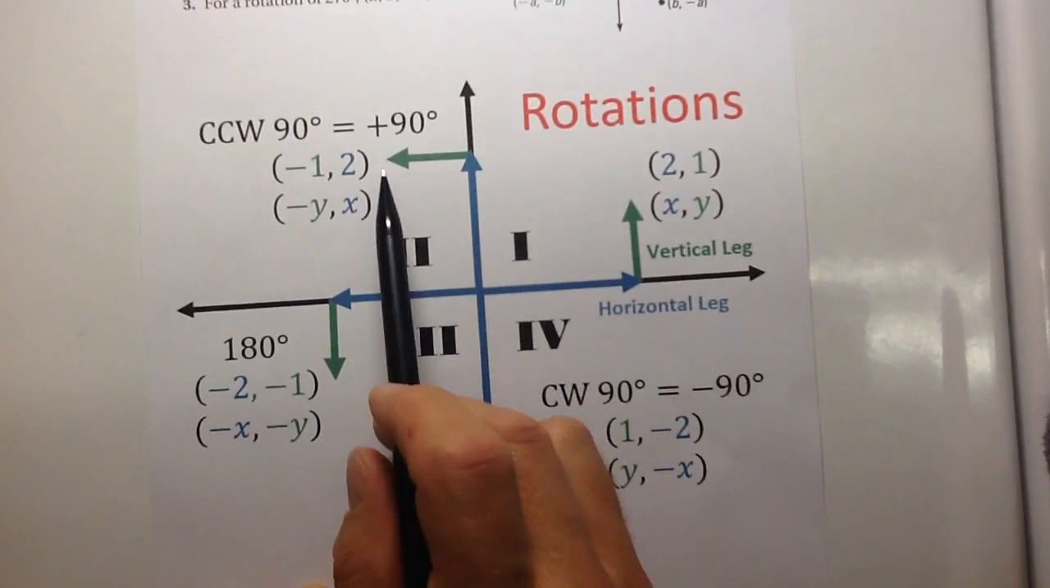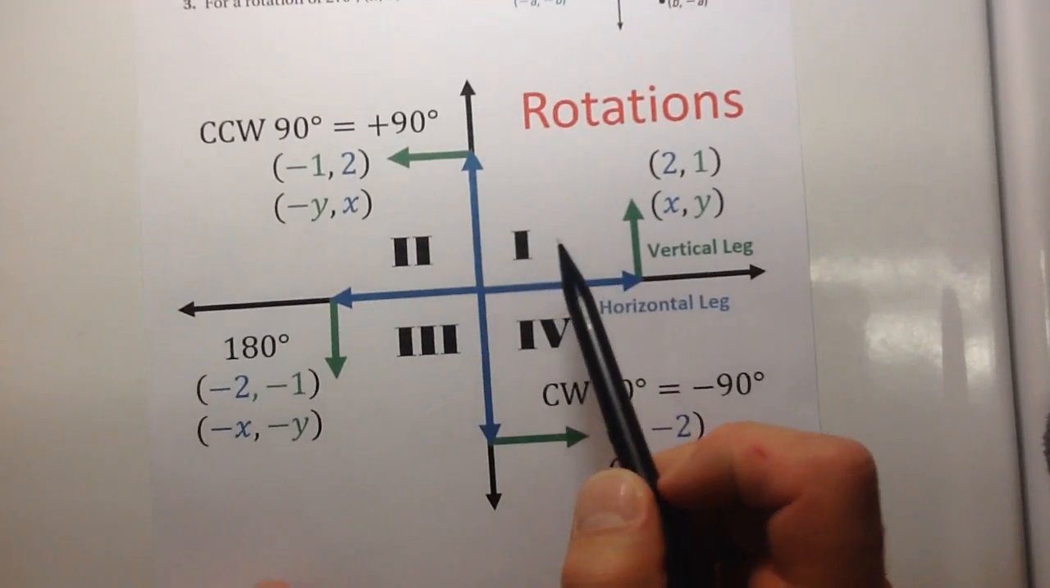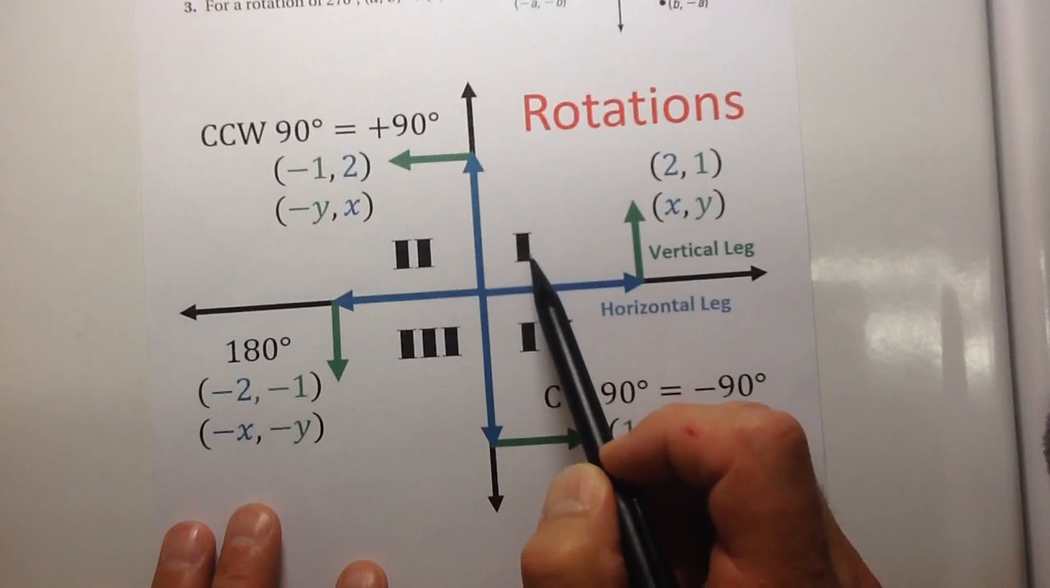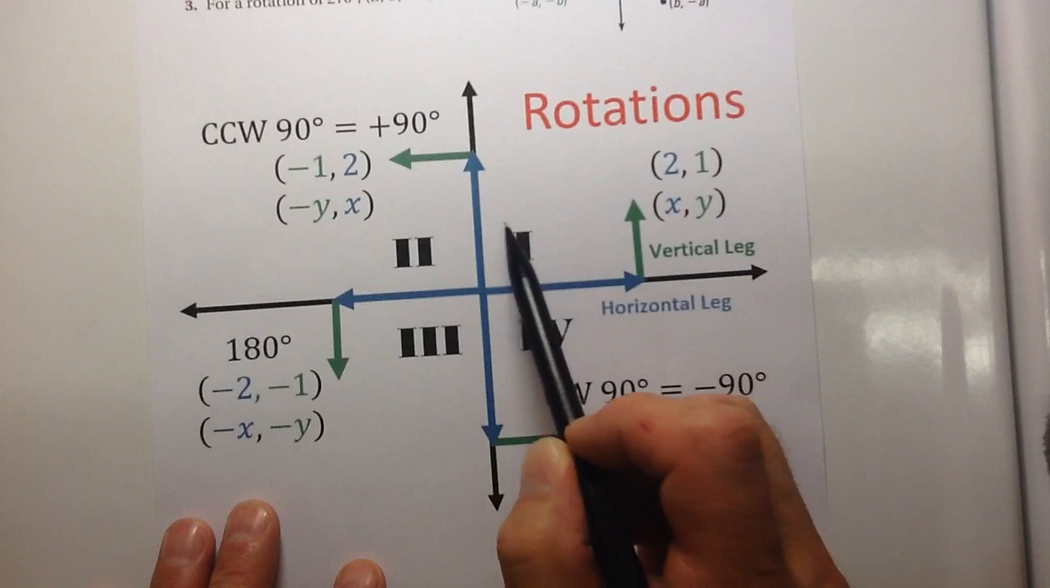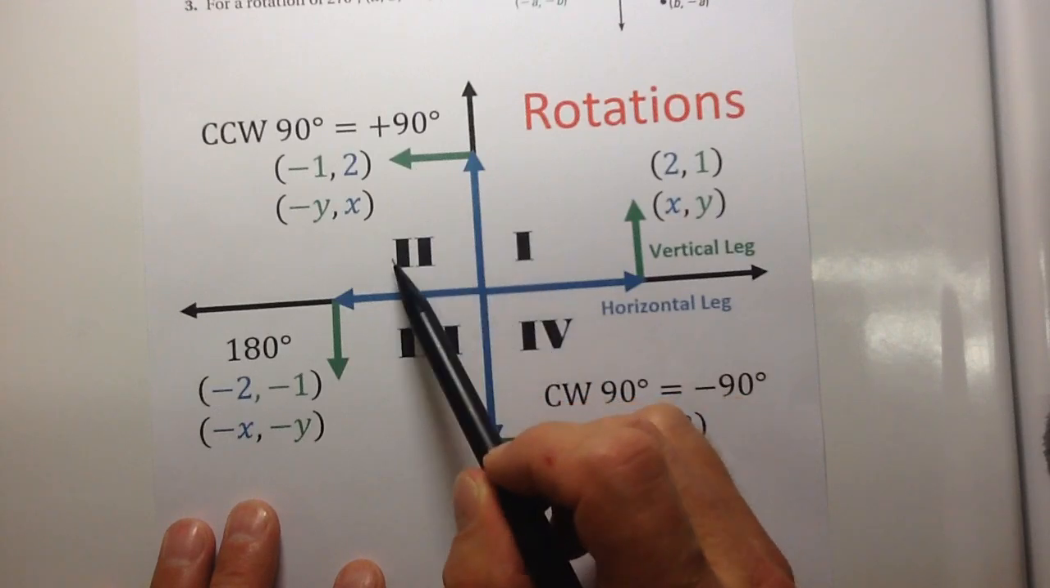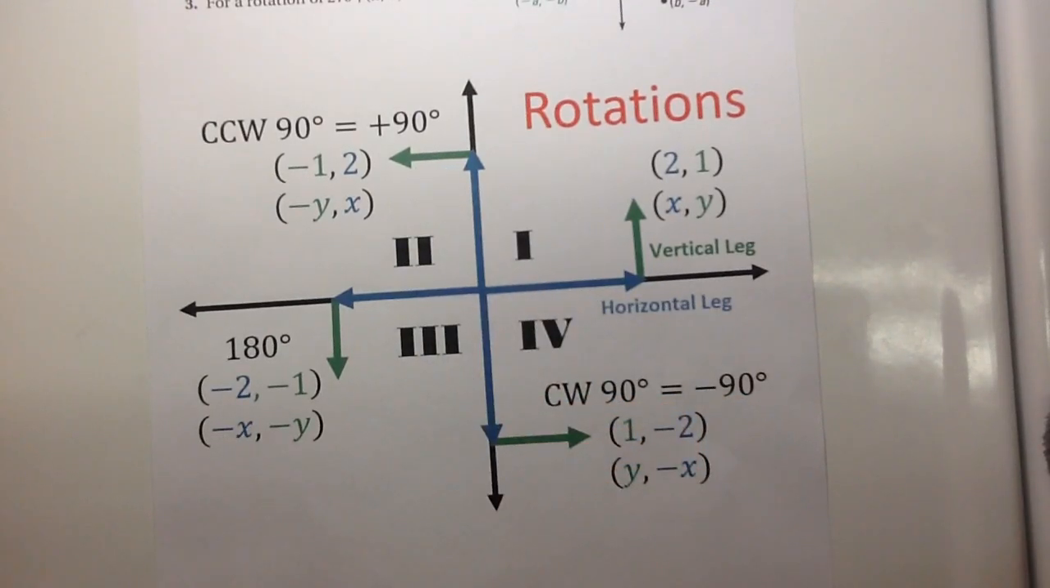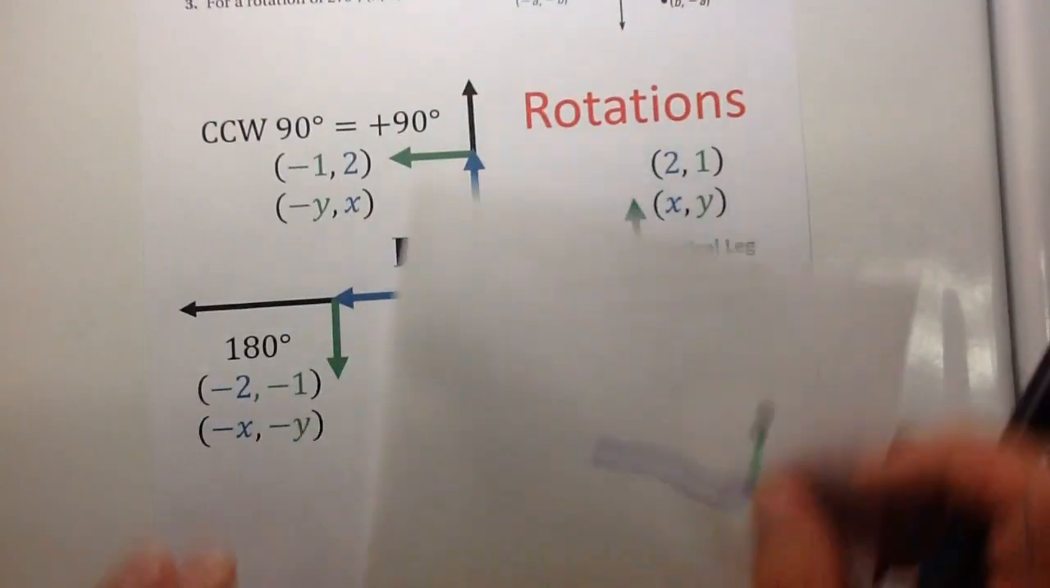Notice here, and the way you remember that is by looking at the quadrants. This is the first quadrant, and the second quadrant is counterclockwise to that. So let me show you what we're doing.